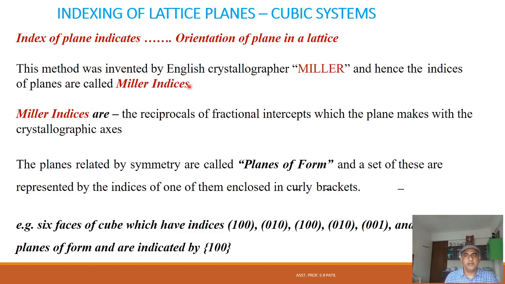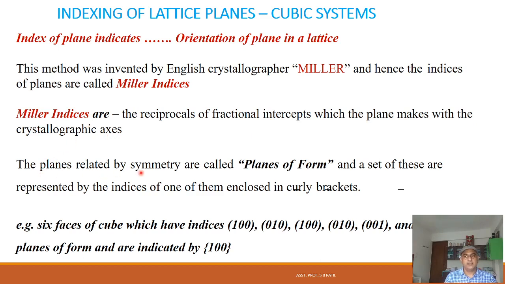This method was invented by the English crystallographer Miller, and hence the indices of a plane are called Miller indices. Miller indices are the reciprocals of the fractional intercepts which the plane makes with the crystallographic axes, the XYZ axes, as we studied in direction. That is called Miller indices.